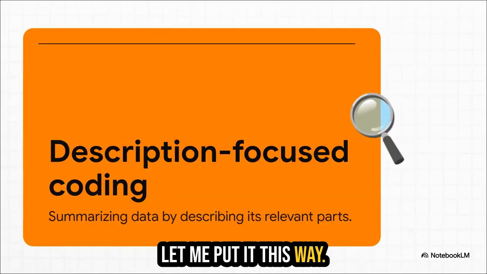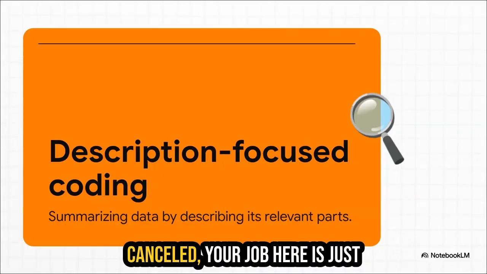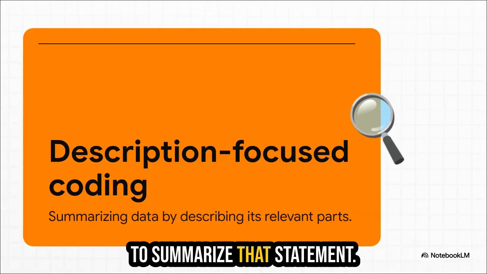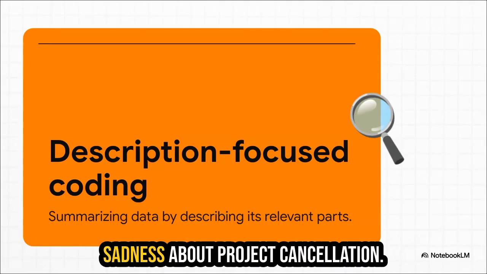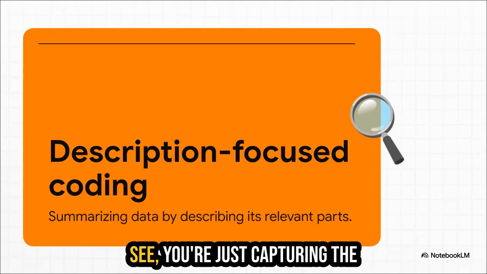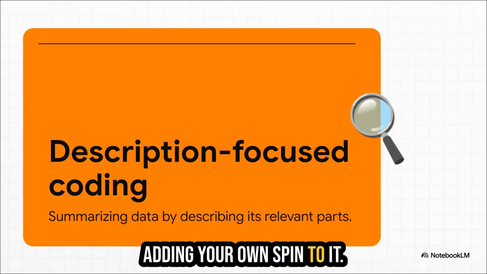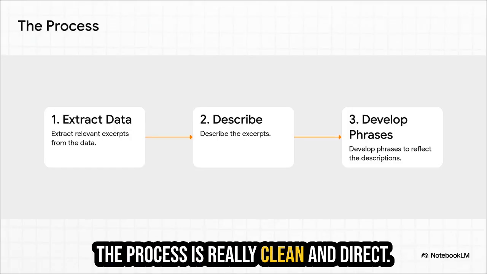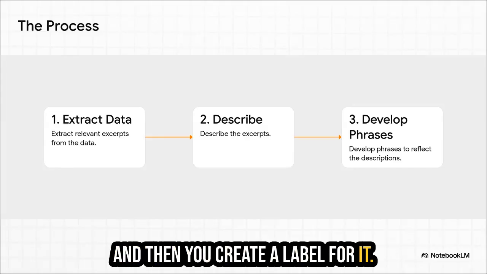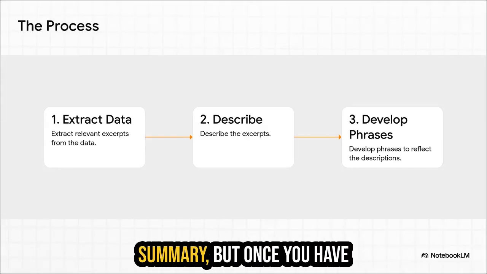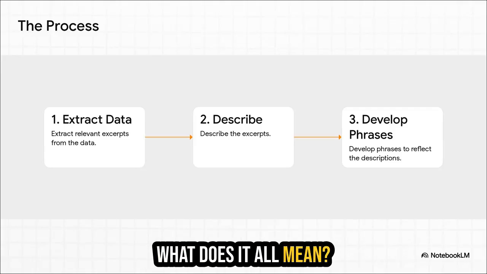Let me put it this way. If a participant in your study says, "I felt sad when my project was canceled," your job here is just to summarize that statement. A descriptive code would be something simple, like expressing sadness about project cancellation. See? You're just capturing the essence of what was said, without adding your own spin to it. The process is really clean and direct. You pull out the relevant bits, you describe what they're saying, and then you create a label for it. It's all about making that initial summary. But once you have that summary, you can start to ask a much deeper question. What does it all mean?